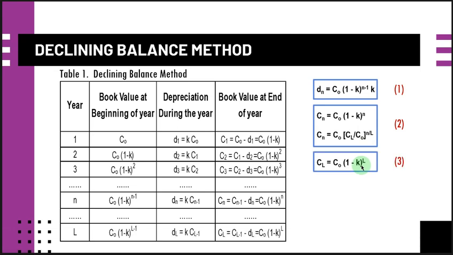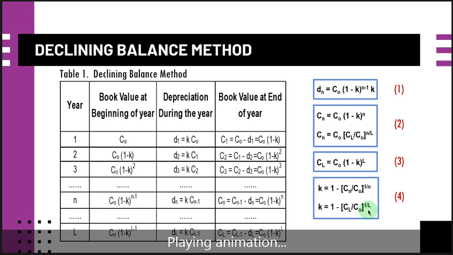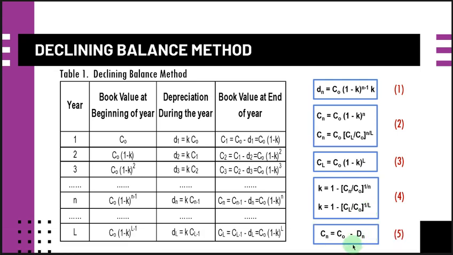We have also this third formula for our salvage value, CL. It's just equal to our CO times the quantity 1 minus k raised to the power of L. And fourth, we have this rate of depreciation, K, equal to 1 minus the quantity Cn over CO raised to the power of 1 over n. Or you can use K equals 1 minus this quantity CL over CO raised to the power of 1 over L. And lastly, we have this book value formula, formula number 5. Cn equals CO minus D sub n.